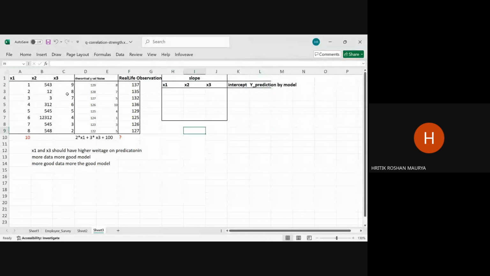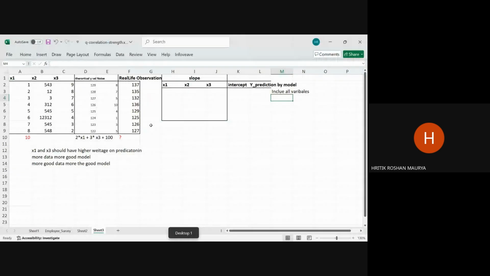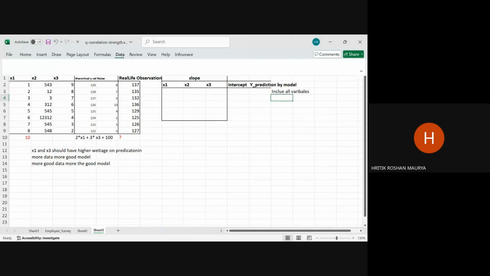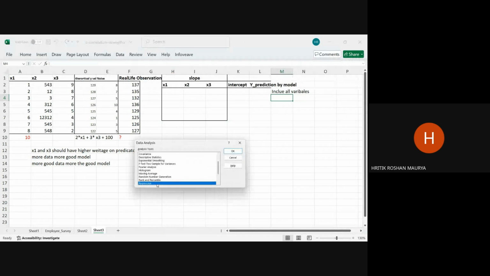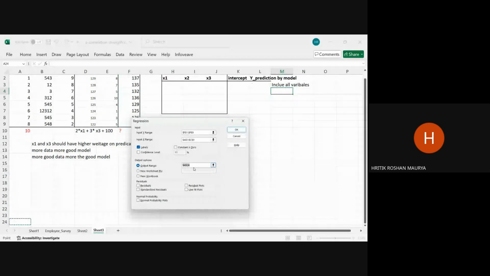Okay, so let us perform a linear regression where I will include all variables. Am I audible? Yes, sir. Okay. So I will go again to the data tab, go to data analysis, and go to regression. I will select all my x ranges. So this is my x range. Then I will select my y range, the real life observation, and the labels I have in the data, and the output I want here itself.